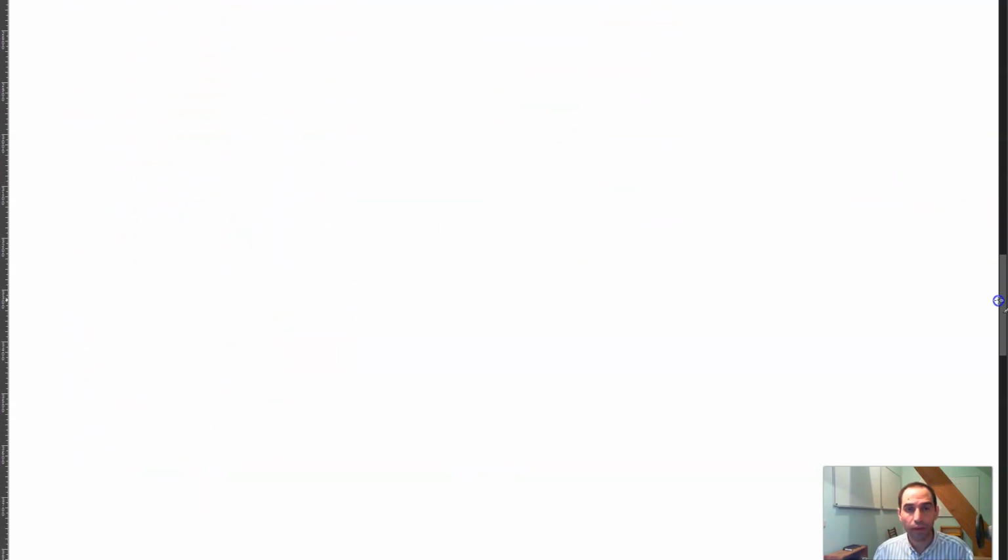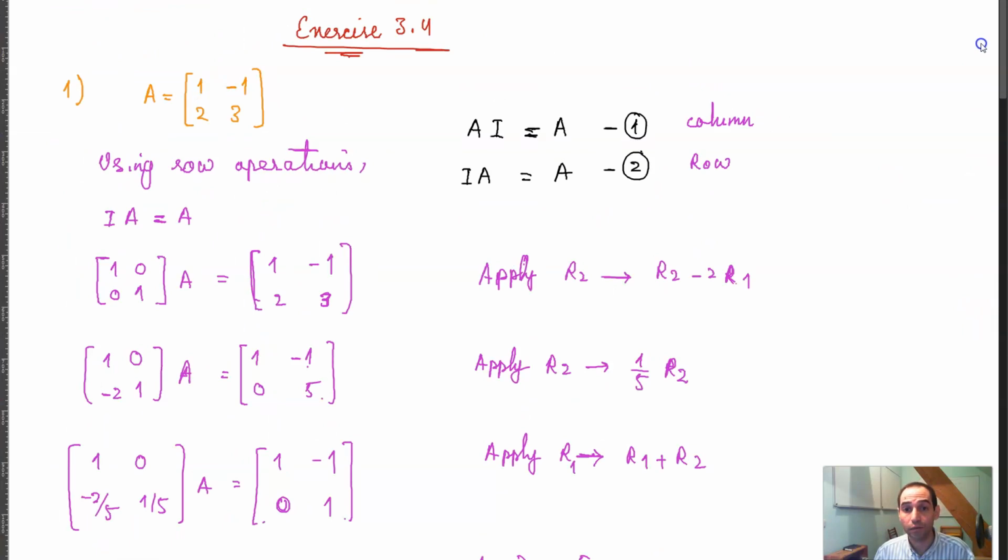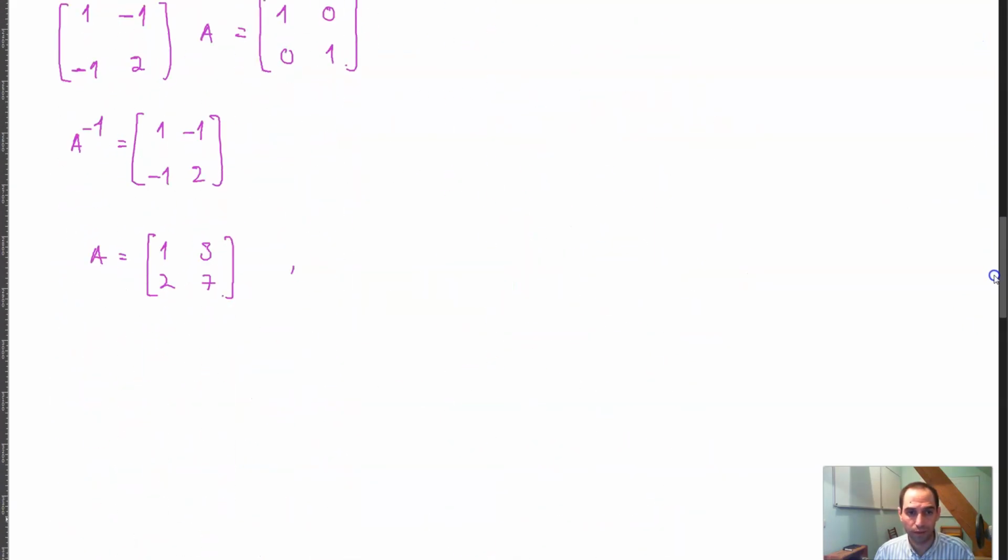So question number 3, we have, let's say that your A is equal to this matrix 1, 3, 2, 7, and you want to find A inverse. Now here what I see is that they have applied basically row operations, which means that I will write IA is equal to A.